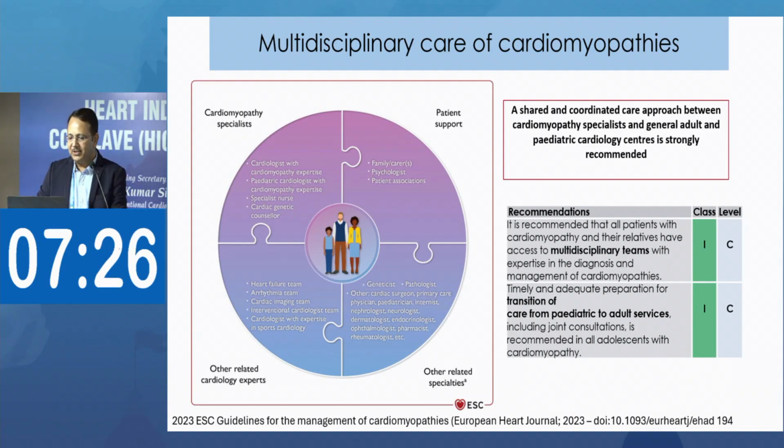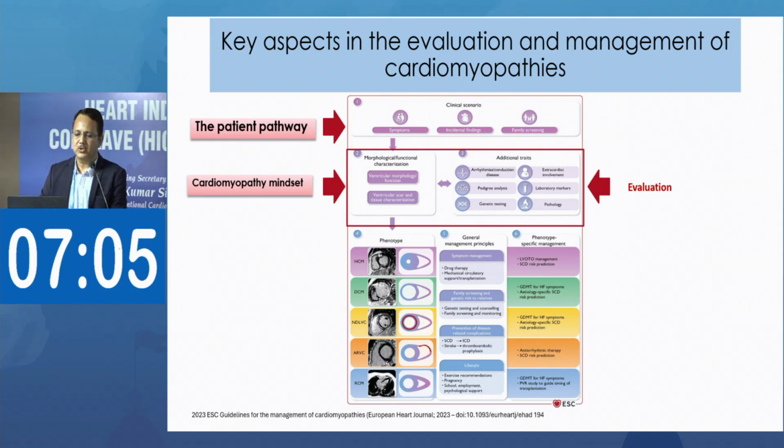Timely and adequate preparation for transition of care from pediatric to adult services is important, because even hypertrophic cardiomyopathy doesn't present below the age of 6 years. It mainly presents in adolescence and middle age, and if the patient survives middle age, the prognosis is almost good. So these are the key aspects of evaluation and management of cardiomyopathy. In the patient's pathway, we have to take care of symptoms, incidental findings, and family screening if the patient is diagnosed morphologically as having cardiomyopathy.